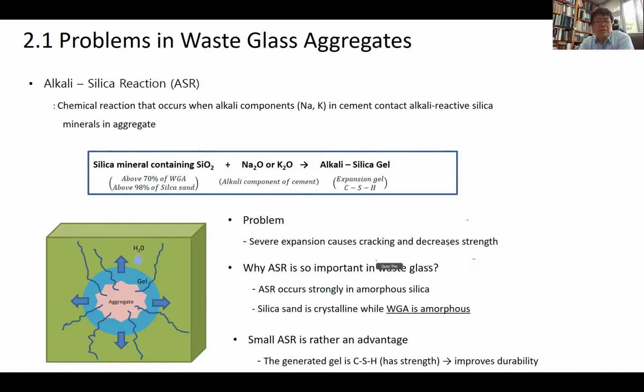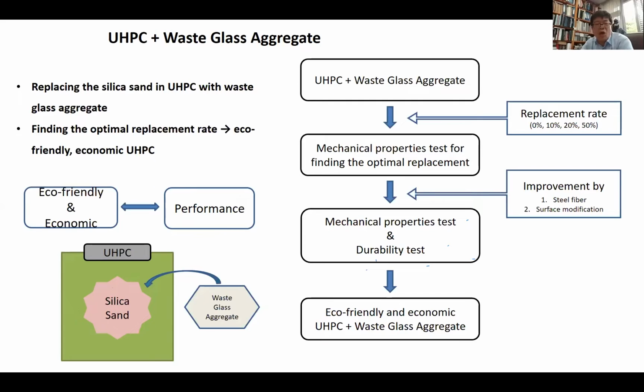Another problem is that if you use waste glass aggregate, we still need to solve the alkali silica reaction. The alkali silica reaction has to be managed by the quantity of waste glass aggregate if you use UHPC with WGA. So what is the optimum proportion, how much replacement is possible to reduce the ASR problem? So our experimental program is to find the optimum replacement rate.